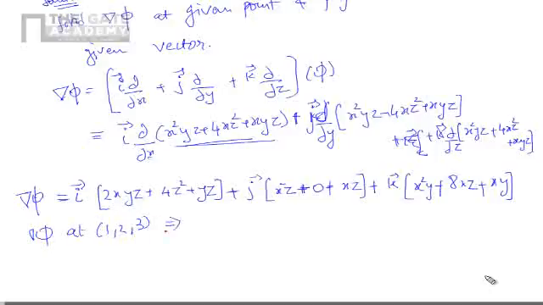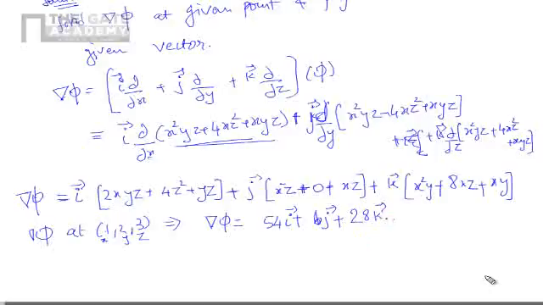Now you substitute for x as 1, y as 2, z as 3. So del phi will be what? If you substitute, what will you get? 2 into 1 into 2 into 3, like that. When we substitute everywhere 1 as x, 2 as y, 3 as z, we will be getting del phi as 54 i vector plus 6 j vector plus 28 k vector. This is what we will be getting.